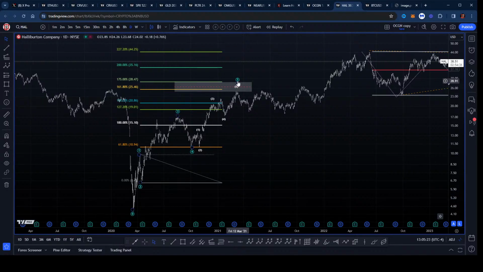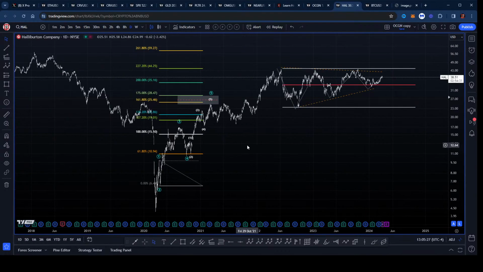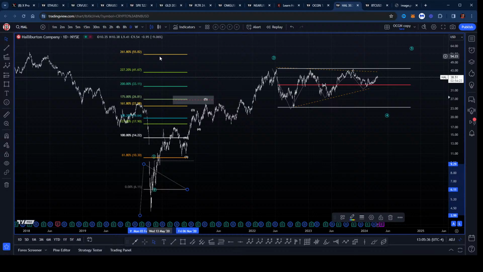Can I get the 3? It's not what I want, right? Because I want this to be a 4. So let's do it this way. Here's what I want. Now, can I make that happen? Can I get there?